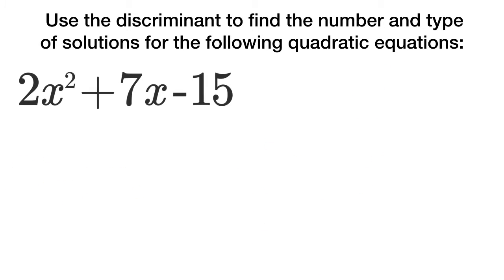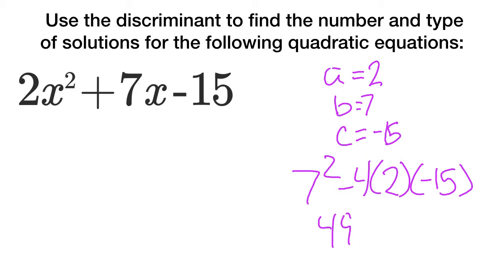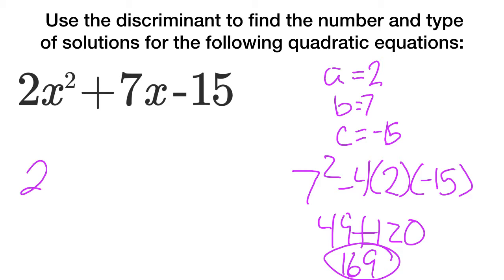Let's try this one. A is going to be 2, B is 7, and C is negative 15. So let's see. 7 squared minus 4 times 2 times negative 15. 7 squared is 49, and 4 times 2 is 8 times negative 15. You know what? 2 times 15 is negative 30 times negative 4. That becomes plus 120, meaning 169, meaning we will have 2 real solutions.